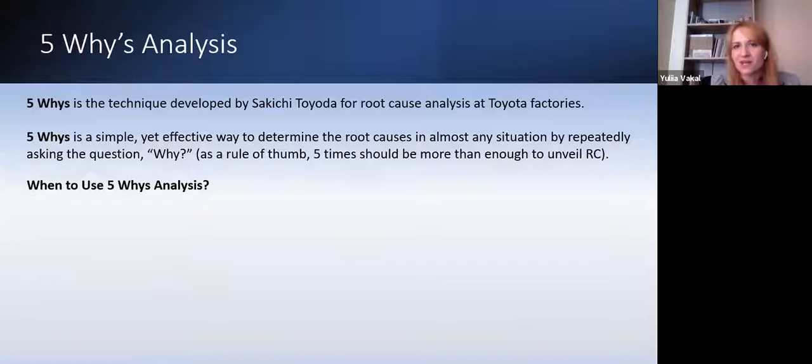As a rule of thumb, 5 times should be more than enough to find the cause for most of the problems. But it's just a rule of thumb, so it could take you 3 whys or it could take you 15 whys. But usually 5 whys should be enough.